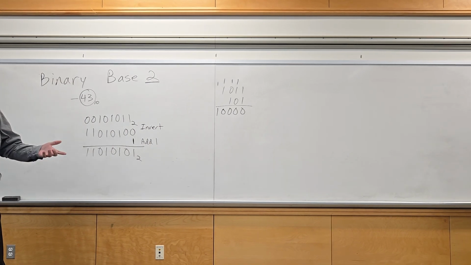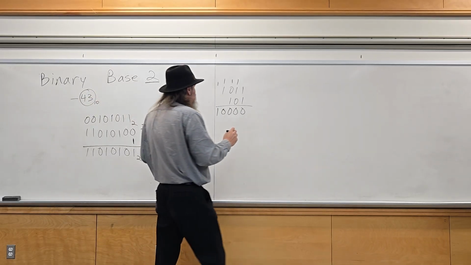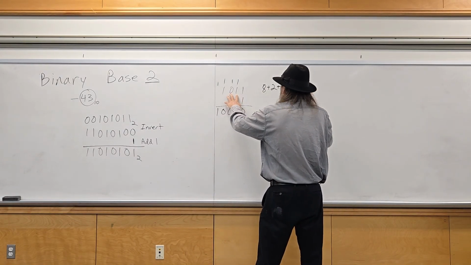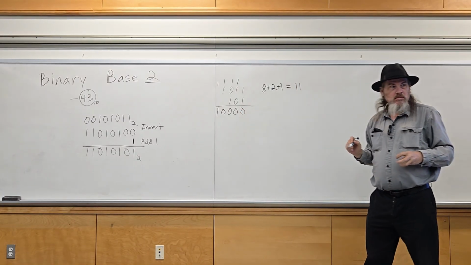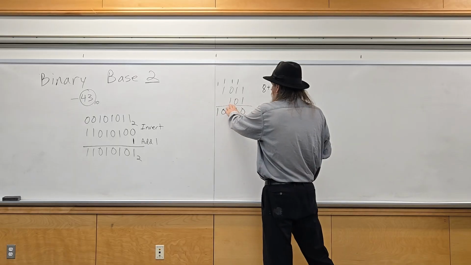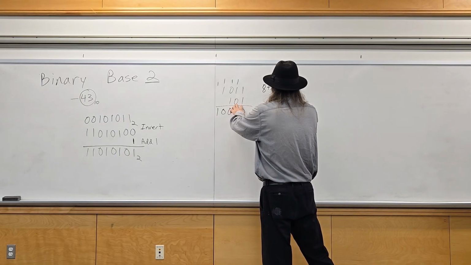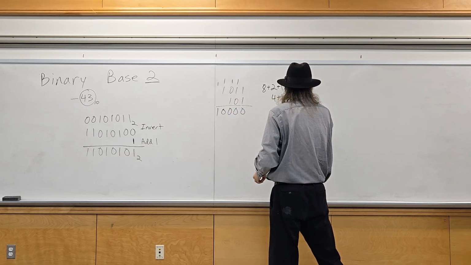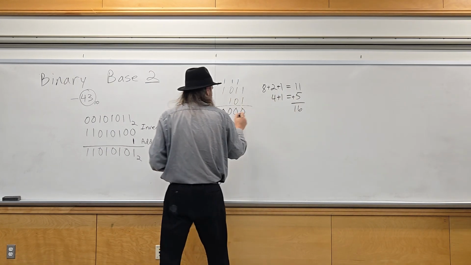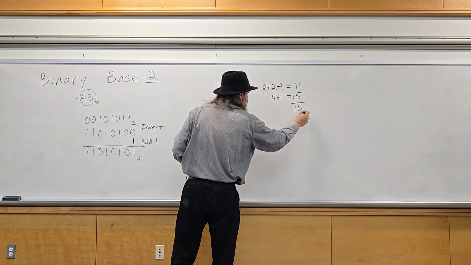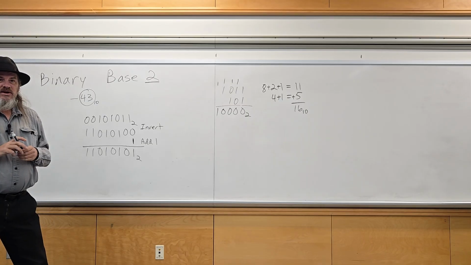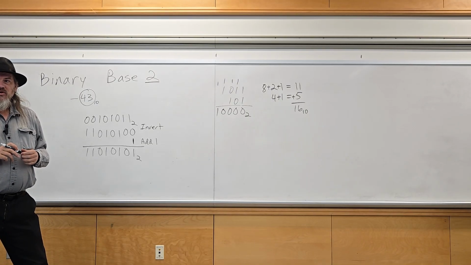And to verify this, this is an 8, so 8 plus 2 plus 1 is 11, right? And 4 plus 1 is 5. 5 plus 11 is 16. And this 1 is in the 16th position, so you can check the math that way and verify that it is the right result.